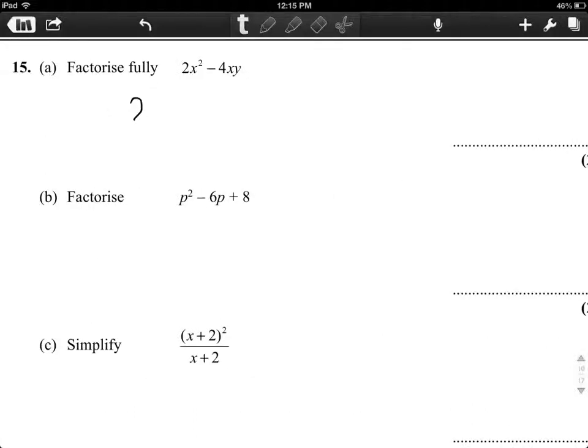Factorise fully. We've got a 2 that comes out, and we've got an x that comes out. Inside we need an x, and we need a minus 2y to get our answer.